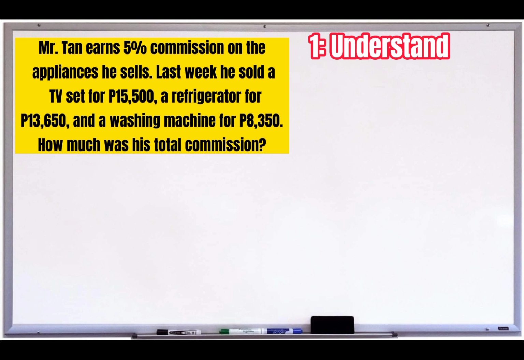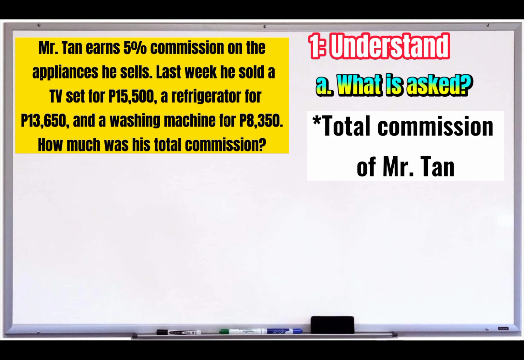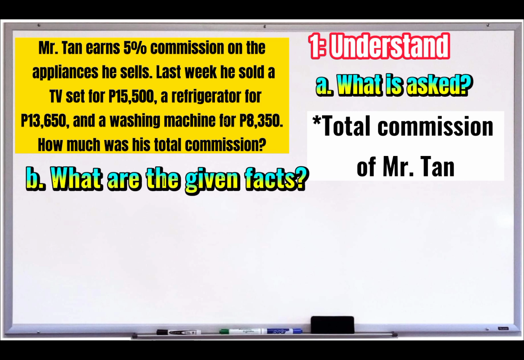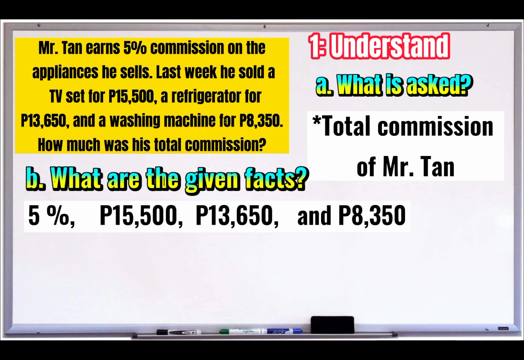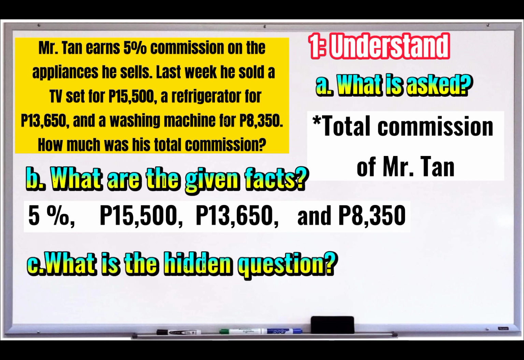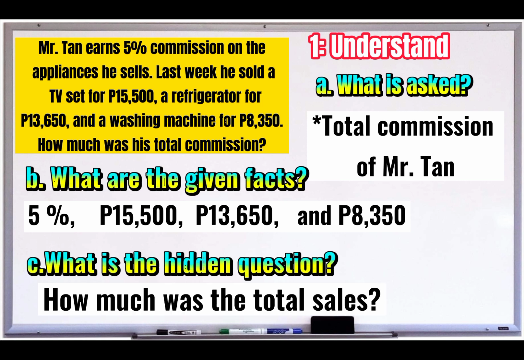To understand the problem, we should know what is asked. In this problem, it is asking for the total commission of Mr. Tan. What are the given facts in the problem? The given facts are 5%, 15,500 pesos, 13,650 pesos, and 8,350 pesos. Next, in non-routine problem, we should know what is the hidden question. The hidden question in this problem is, how much was the total sales?